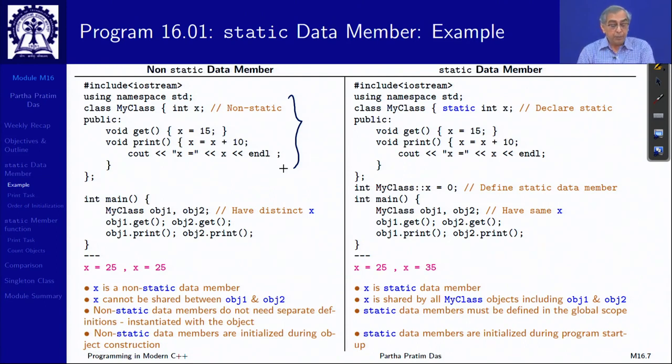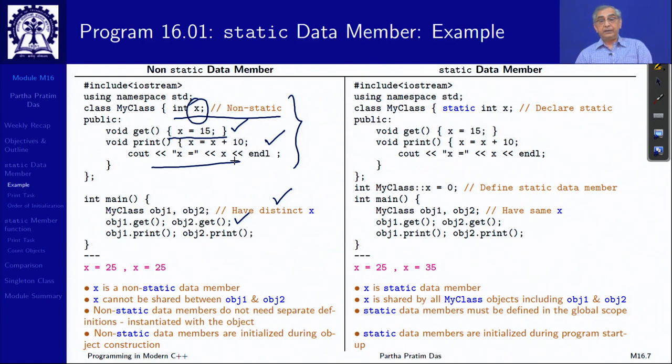I have a class, my class, which has a non-static member x. So, I can do a get, I can do a print, right. If I instantiate two objects, then each object has a separate data member x in it, they are distinct. When I do get on this, that data member is getting set to 15. So, when I do print on that, for object 1, this was set to 15.